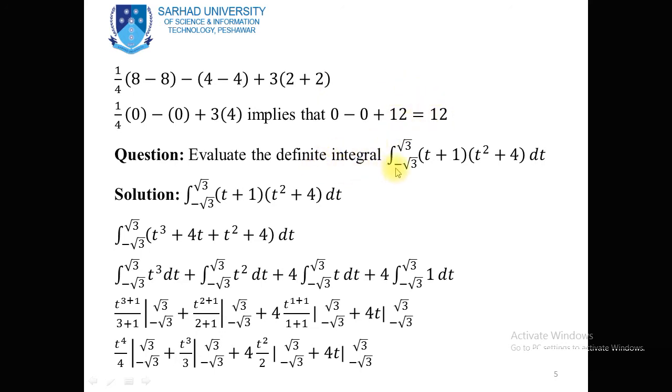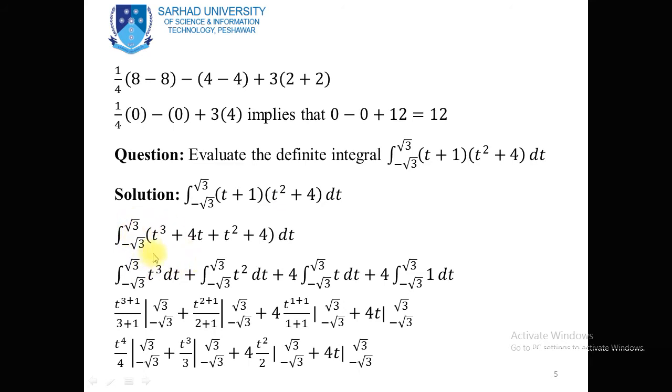Now another problem, integration from minus under root 3 to under root 3 of t plus 1 into t square plus 4 with respect to t. So first of all, multiply these two factors. After multiplication, we obtain t cube plus 4t plus t square plus 4. Now we evaluate the integration of t cube plus 4t plus t square plus 4 with respect to t, and after evaluating this integral, we will put the integration limit in the obtained result.